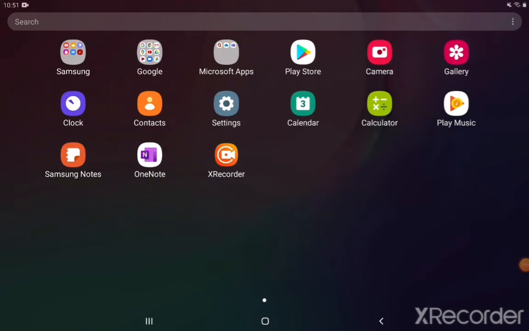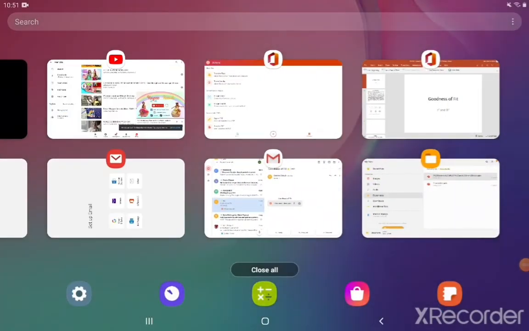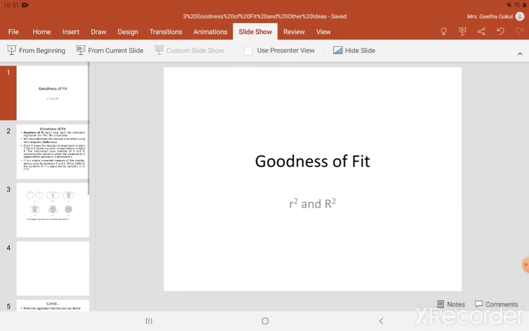Hello everyone. Today we are going to look into the goodness of fit of a regression model. What do we mean by goodness of fit?